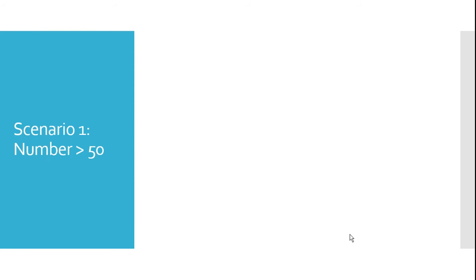Scenario number one, if the number is greater than 50. The first step was to find the difference between the number and 50. The second step is to add as many hundreds to 2500 as the difference of that number and 50. For example, if you are looking at the number 57, then the difference between 57 and 50 is 7. So we will add 700 to 2500. Why 2500? As I told you, 2500 is the square of 50 and we will deal with this number.